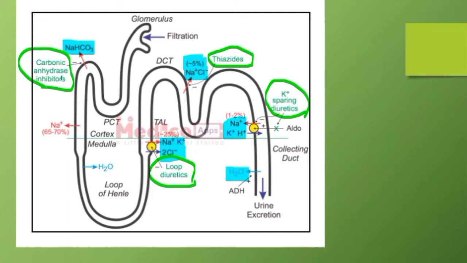And the carbonic anhydrase inhibitor is not that important, but it is important in the case of idiopathic intracranial hypertension. They'll ask you: carbonic anhydrase inhibitor, where does it act? It acts on the proximal convoluted tubule.